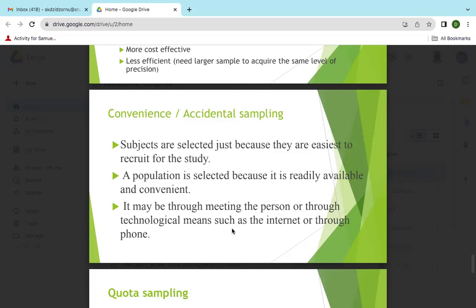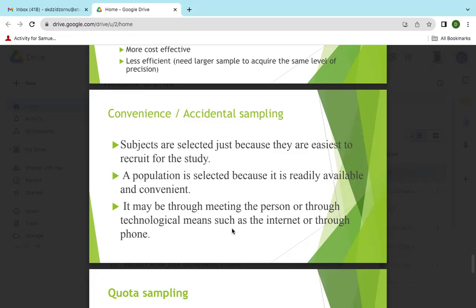So Tigo, for example, can just say, oh, ATU is just around the corner, in the central hub of Accra. So let's just go there, station some of our people, and give freebies to 500 students that come in and go out. Okay, so it's convenience sampling because they are sampling based on proximity, or closeness to the population. The population here is ATU.